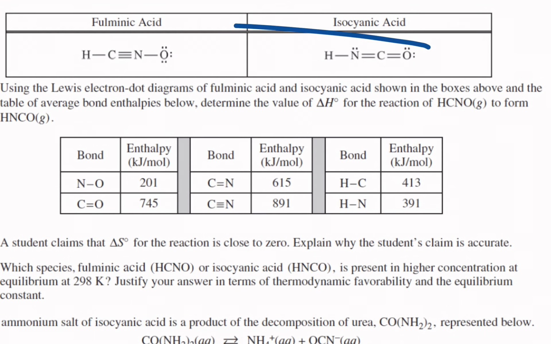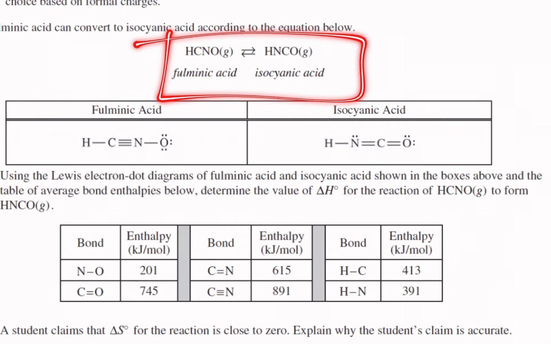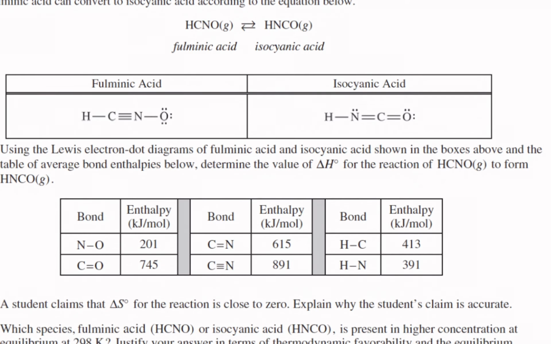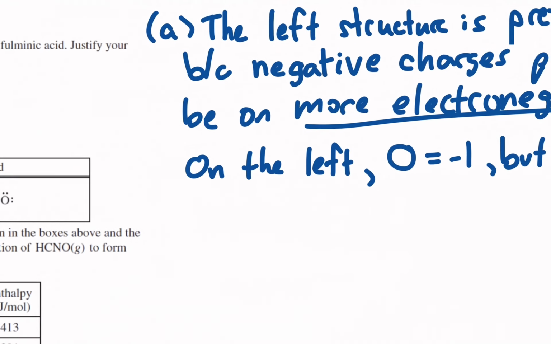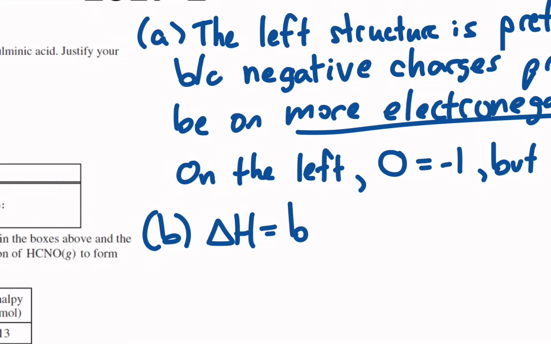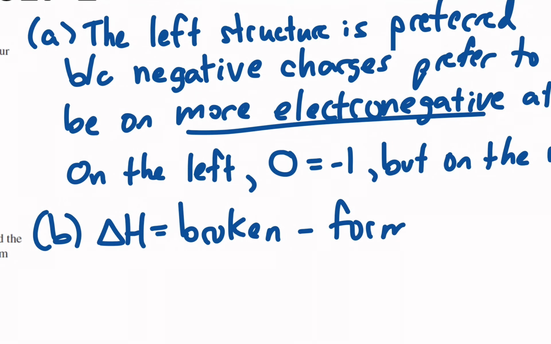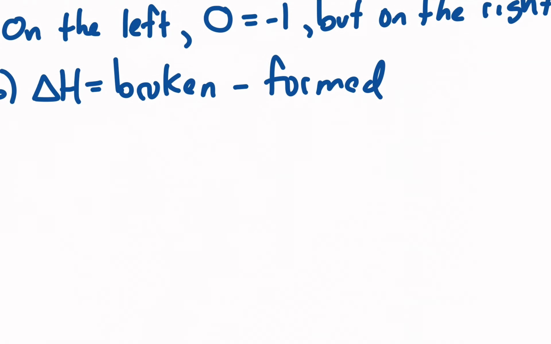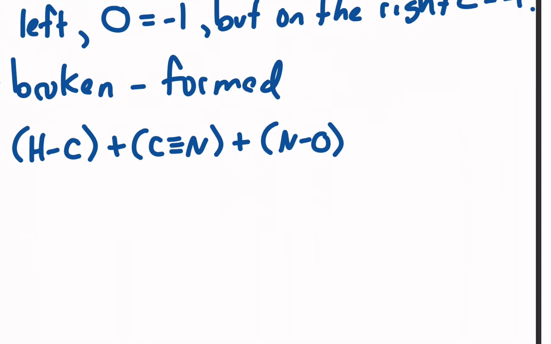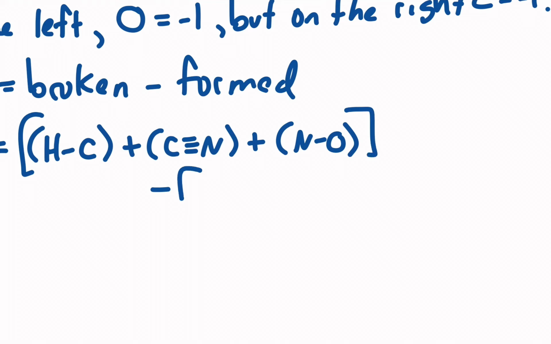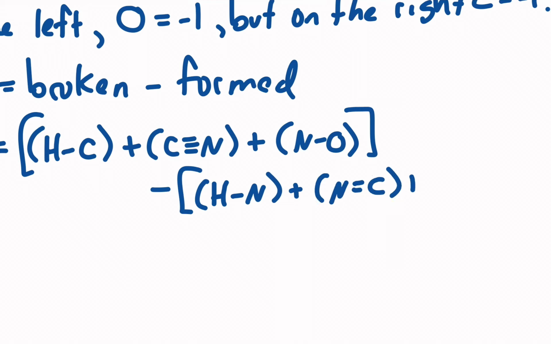B, using these electron dot diagrams for a hypothetical reaction of something called fulminic acid going to an isomer, isocyanic acid, determine the value of delta H for this reaction. Anytime you see bond energies and structures and you want to get delta H, it's very straightforward. Delta H is simply the broken minus the formed. So we need to tally all the bonds that are broken and all the bonds that are formed. We break everything in the reactant. So we're going to break an HC bond, we're going to break a CN triple bond, and we're going to break an NO single bond. And then we're going to form, and release energy from, the HN bond, the N-C bond, and the CO double bond.